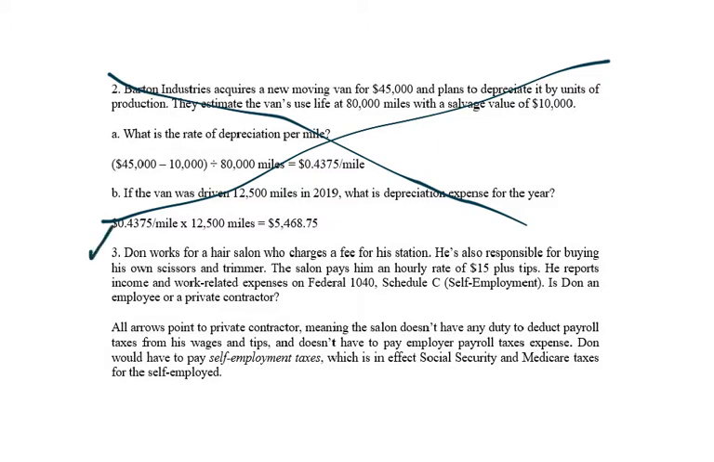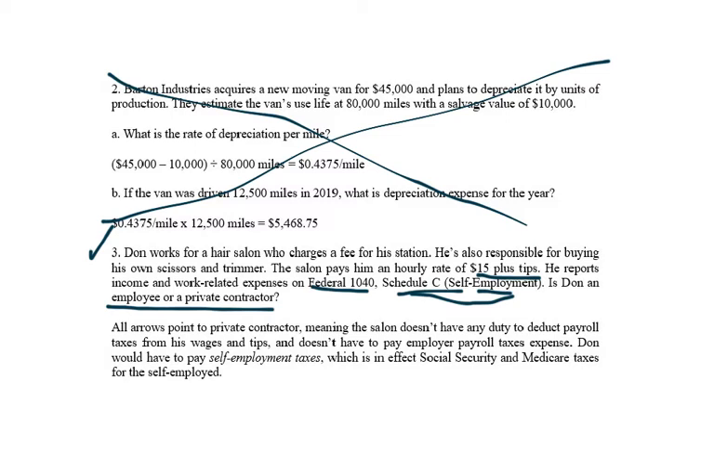Again, our situation here is we have Don, who works for a hair salon, who charges a fee for a station. He's responsible for buying his own scissors and trimmer. They pay him an hourly rate of 15 plus tips. He reports income and work-related expenses on a federal 1040 Schedule C, which is self-employment. Is he employee or private contractor? Well, this is kind of the thing that gives it away right there. As soon as you see somebody filling out Schedule C, they're not an employee, they're a contractor.